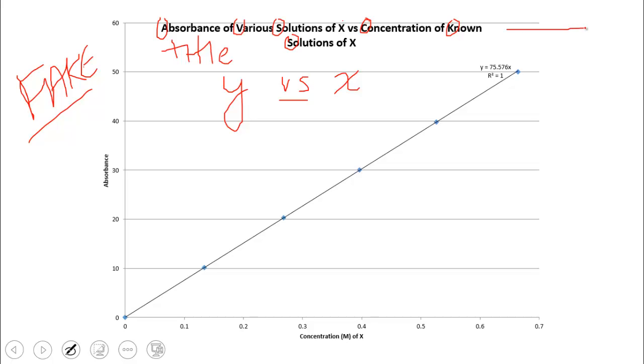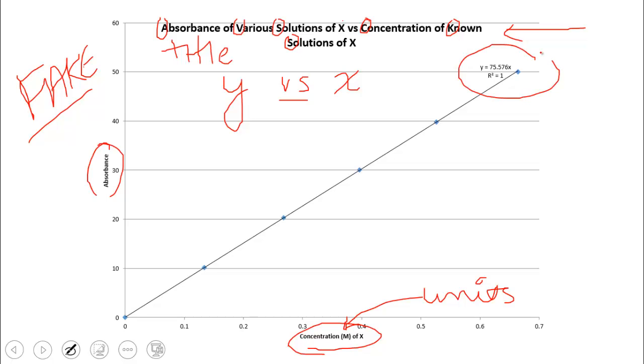So in general, like here I have absorbance of various solutions of chemical X, whatever that is, versus the concentration of known solutions of chemical X. You do want to make sure you don't abbreviate any of the axes, write out the entire word absorbance, okay? Here on concentration, I want to say concentration of what chemical, and then of course in parentheses make sure that you have units. And in this lab we are measuring the concentration in terms of molarity.